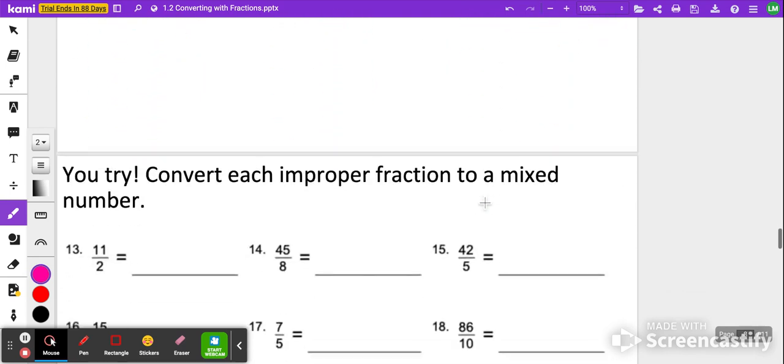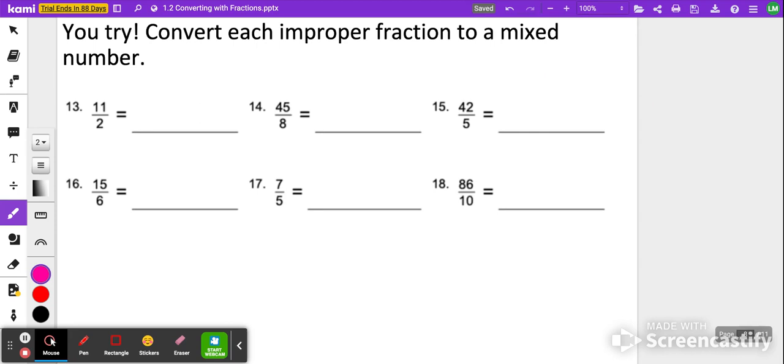Okay, so here's your turn. Taking these improper fractions, changing them to a mixed number. Let's go ahead and pause here. See what you can do by yourself. When you're done and ready, click play.